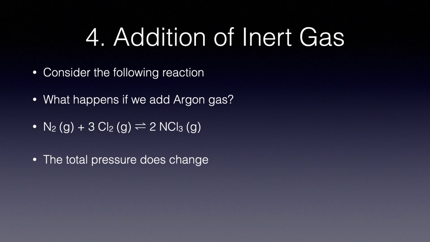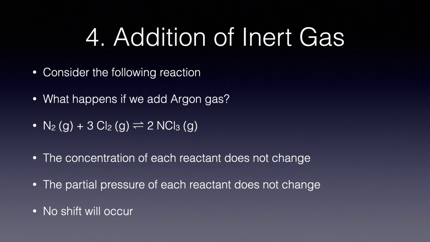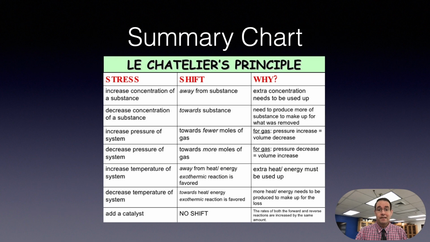The total pressure does change, as I mentioned, because you're putting more moles of argon gas into a closed container, but the concentration of each reactant does not change. The concentration of nitrogen, the concentration of chlorine, and the concentration of NCl3 does not change just by the fact of putting argon in there, okay? And the partial pressure of each reactant does not change. Argon is not part of this chemical equation. It's not a reactant, it's not a product, so that's why we say it's inert. It's not going to influence this reaction at all, and so we say there's no shift. No shift will occur.